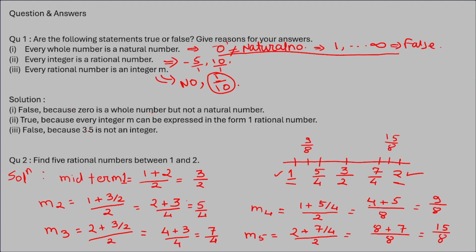So 1 plus 2 divided by 2 will be 3 by 2. Here I have explained the midpoint between 1 and 2 can be given as the first term plus the last term divided by 2. Okay. Now if you need to find another number, you just need to find the midpoint between 1 and 3 by 2, which is 5 by 4. Then 1 and 5 by 4, which is 9 by 8. Then you go for 3 by 2 to 2, which is 7 by 4, and 7 by 4 to 2, which is 15 by 8.